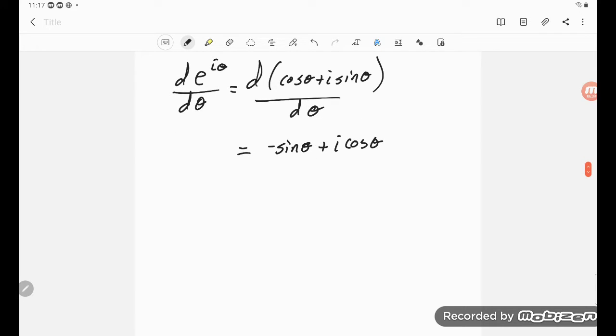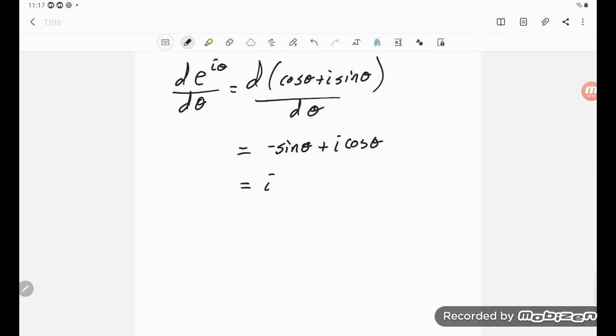Of course, when you look at that, you kind of go, that doesn't look like what I need. Because in order to do this, I need an i sine theta and I need a cosine theta. So if I multiply, well, actually, not multiply. I'll factor out an i. That's the way to talk about it. Factor out an i.